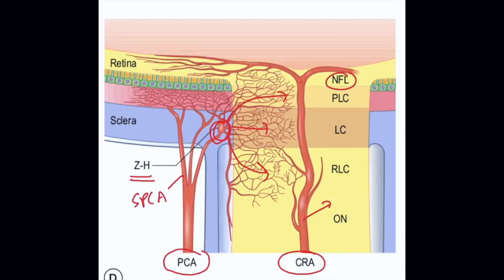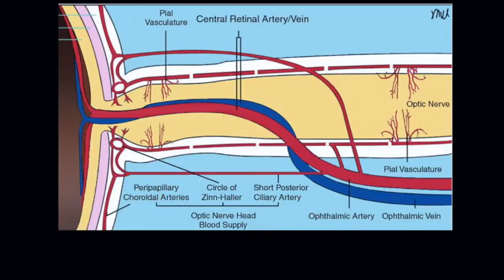And then, of course, there is anastomosis between the posterior ciliary artery circulation as well as the central artery circulation. And this picture again shows the same. Here we have the ophthalmic artery, which is a branch of the internal carotid artery, and it is going to pierce the meningeal sheath and enter the optic nerve as the central retinal artery. The central artery supplies branches to the inner part of the retina.